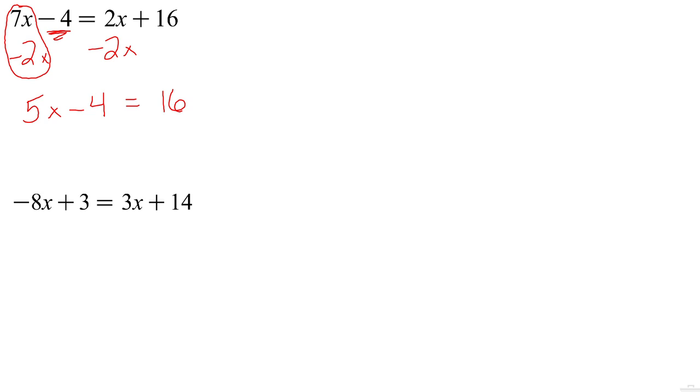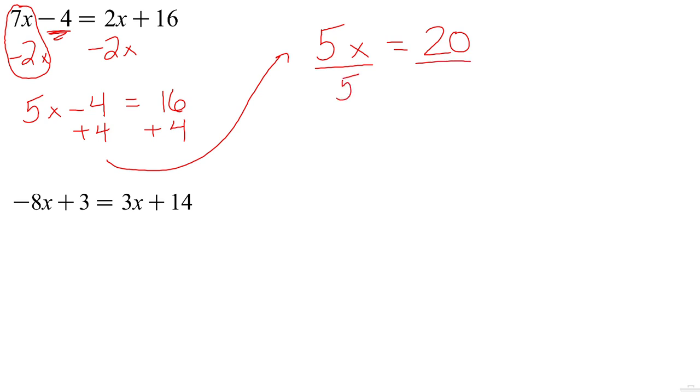Now we should be able to get all of the constants moved to the other side. So we'll just add 4 to both sides, because now this is just a regular two-step linear equation. I'll put the result up here. The 5x will stay. The negative 4 plus the 4 will cancel out. Since 16 plus 4 is 20, we have 5x equals 20. And we'll just divide both sides by the 5 to get our final answer of x equals 4.